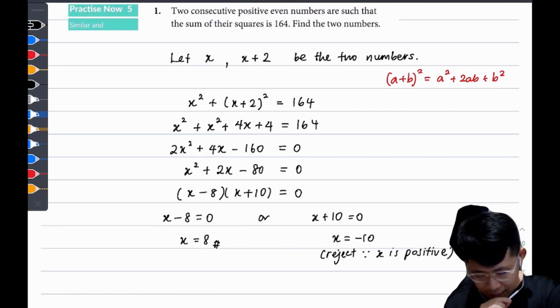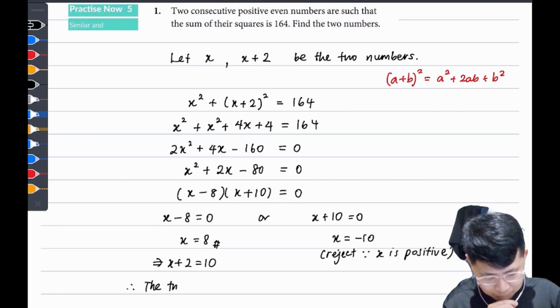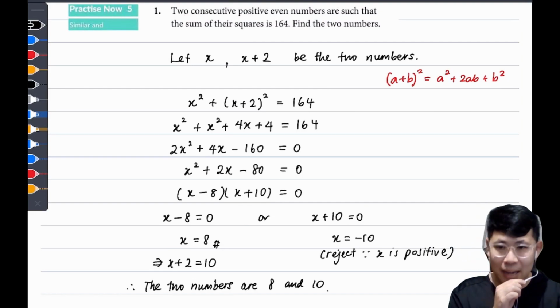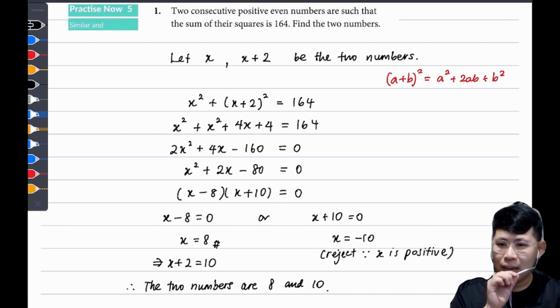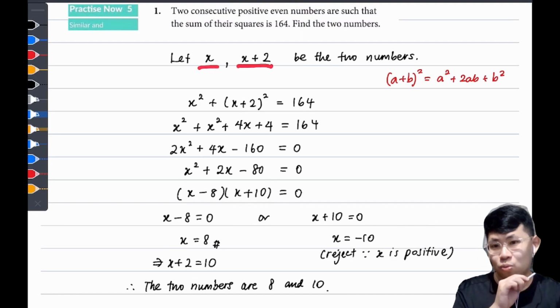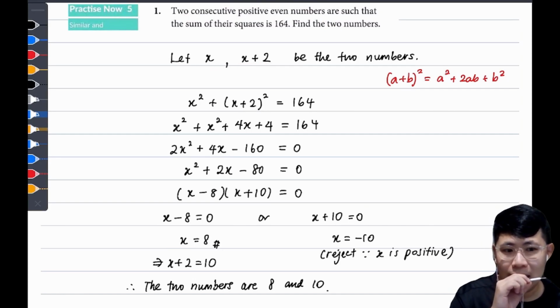If x is 8, the second number x plus 2 is equal to 10. So the conclusion that we can write is the two numbers are 8 and 10. Once again, back to x equals 8, so x plus 2 is equal to 10, because we have x and x plus 2 as the second number. So the two numbers are 8 and 10.